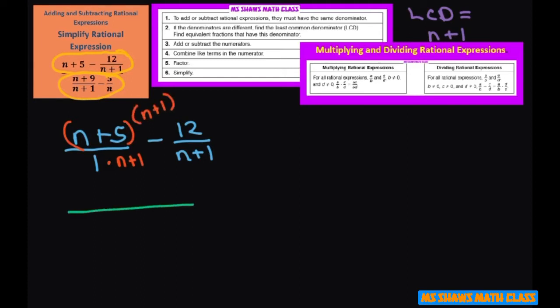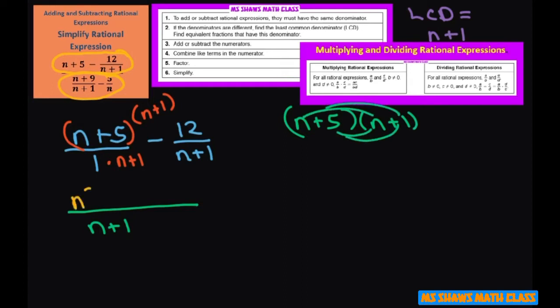What we have is n+1, it's your denominator, and let's FOIL this out. n+5 times n+1. So just FOIL that out, and that's going to give you n squared plus 5n plus n. I went kind of backwards there, all right, plus 5. And then this already has the n+1. So we don't have to do anything with that. We can just put minus 12.